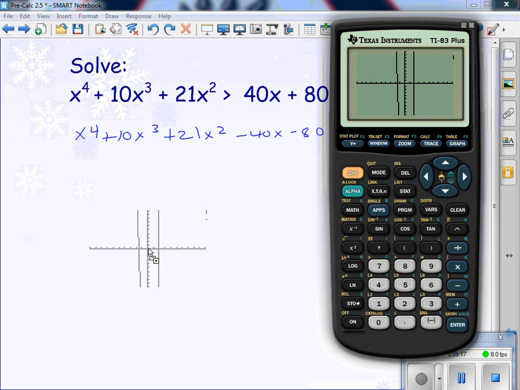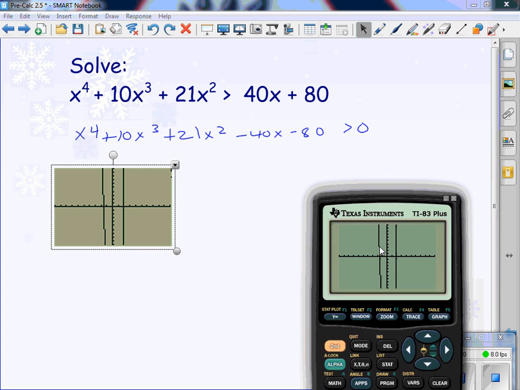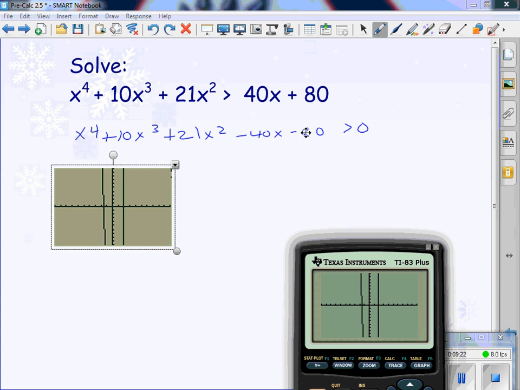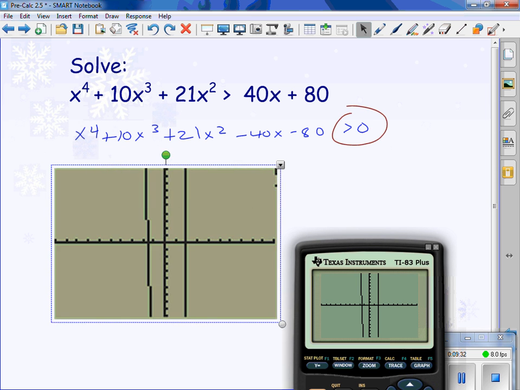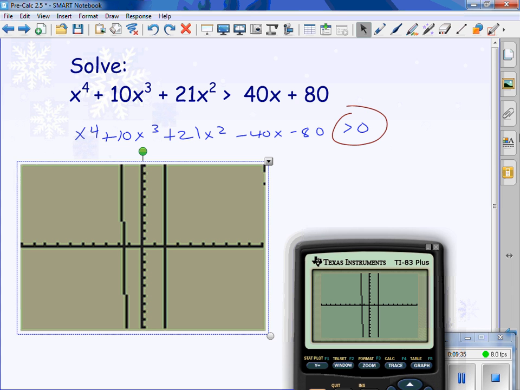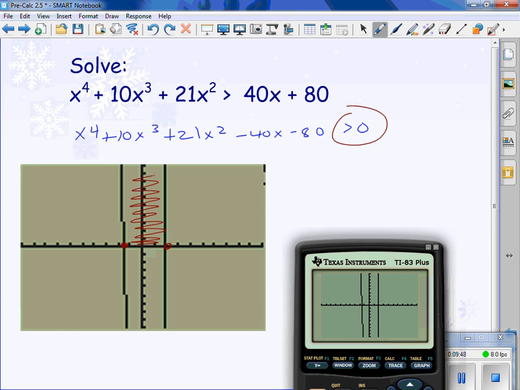and it does this. Now, what do I want to know? I want to know when it's greater than 0. We want to talk about when the y is greater than 0. So I need to worry about this point and this point here, because everything above 0 is what I want. So I need to find out what this point is and this point is.